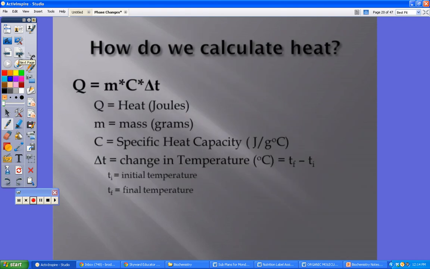So how do we calculate heat? Q is our heat value, and that's measured in joules. M is, of course, mass. C is that specific heat capacity that we've used all along. And delta T is the change in temperature in Celsius.